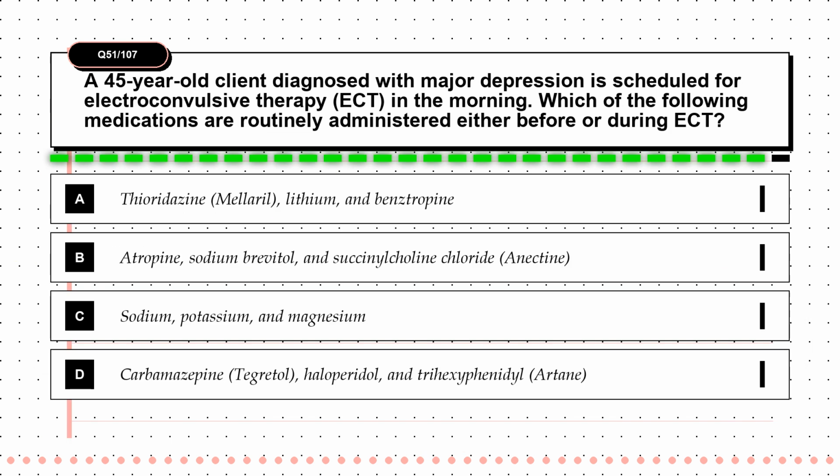Question 51. A 45-year-old client diagnosed with major depression is scheduled for electroconvulsive therapy (ECT) in the morning. Which of the following medications are routinely administered either before or during ECT? Here are the options. Option A. Thioridazine (Mellaril), lithium, and benztropine. Option B. Atropine, sodium brevital, and succinylcholine chloride (Anectine). Option C. Sodium, potassium, and magnesium. Option D. Carbamazepine (Tegretol), haloperidol, and trihexyphenidyl (Artane).